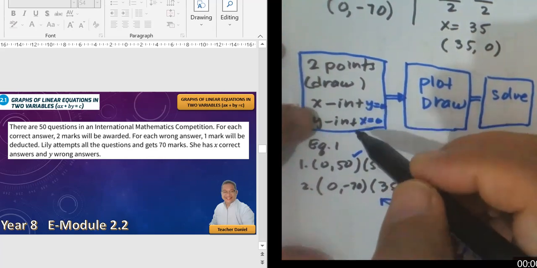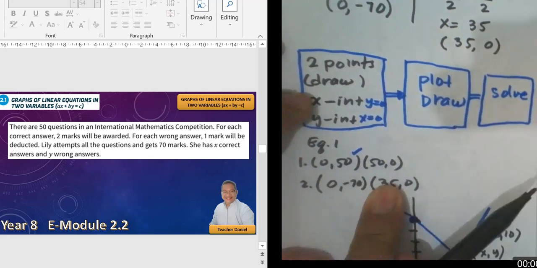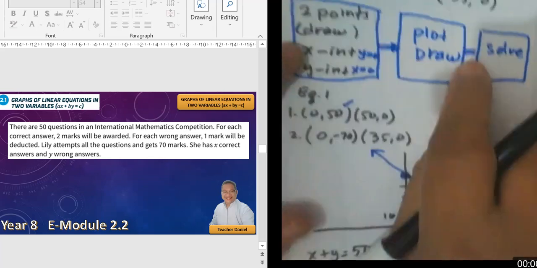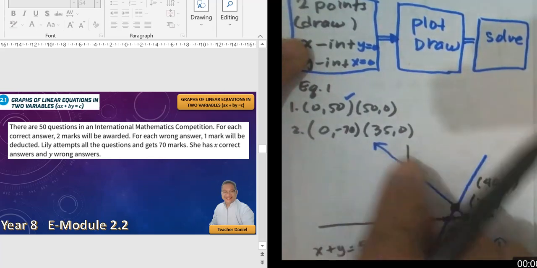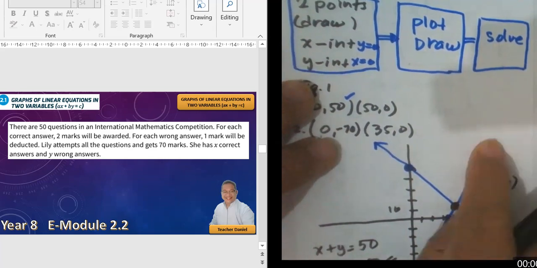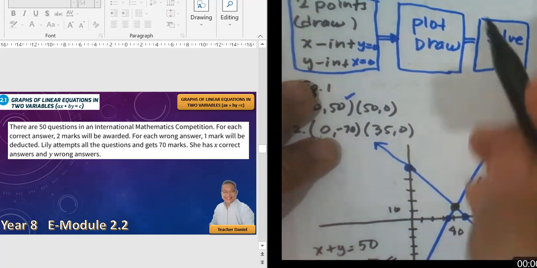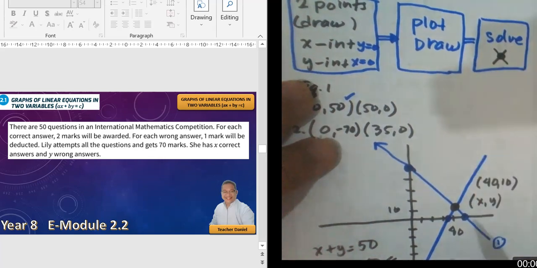And then after that, you take the x-intercept and the y-intercept, you plot the points and then you connect them, you draw. And then to solve. Where do you solve? To solve is the intersection. The point of intersection is that one. So therefore, that is now the solution.